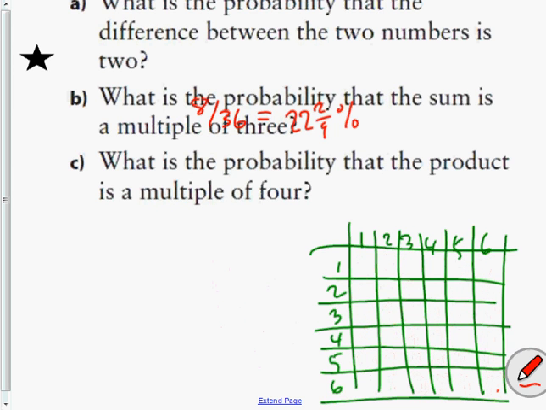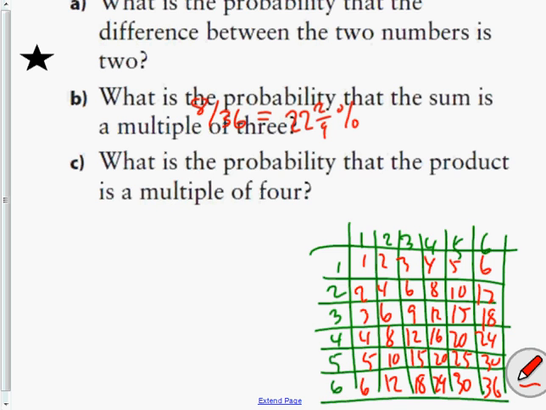Now, your last question here says, what's the probability the product is a multiple of 4? So what I'm going to do is put the products of all of them inside here. And I ask myself which ones are multiples of 4. This time I'll use my blue marker. That's not blue, that's green. 4 is a multiple of 4, so is 4, so is 8, so is 12. 12, 4, 8, 12, 16, 20, and 24 are all multiples of 4. 20 is a multiple of 4. 36 is a multiple of 4. 24 is a multiple of 4. And 12 is a multiple of 4. Did I forget any? I don't think so.